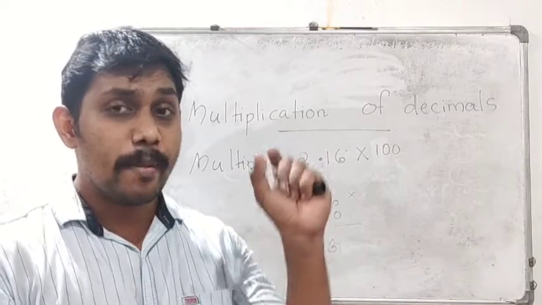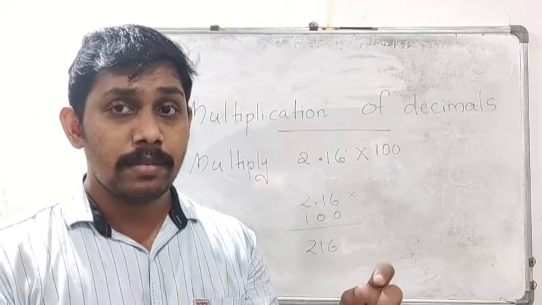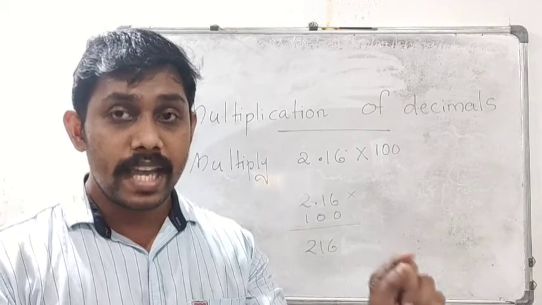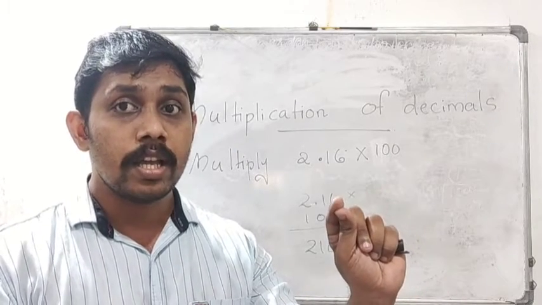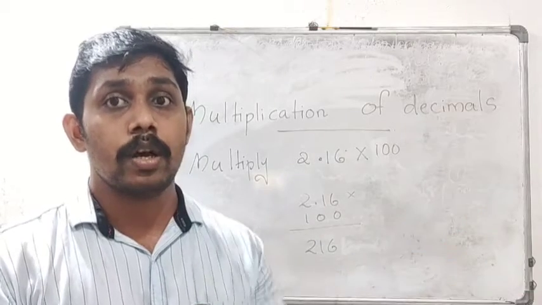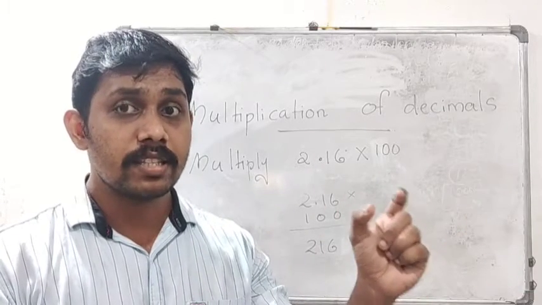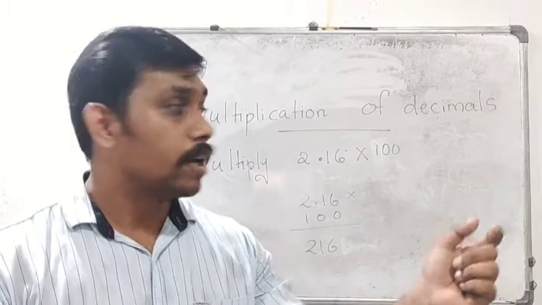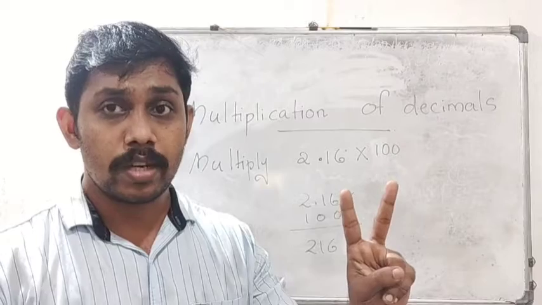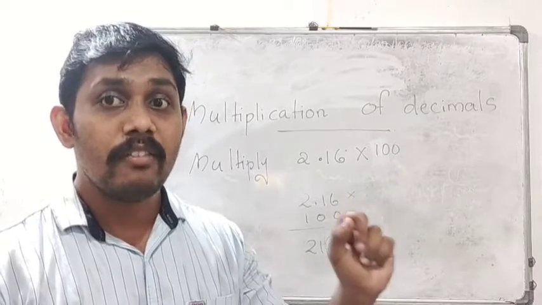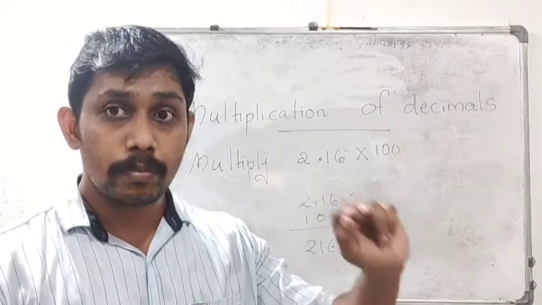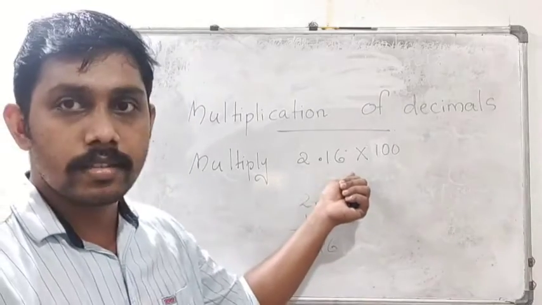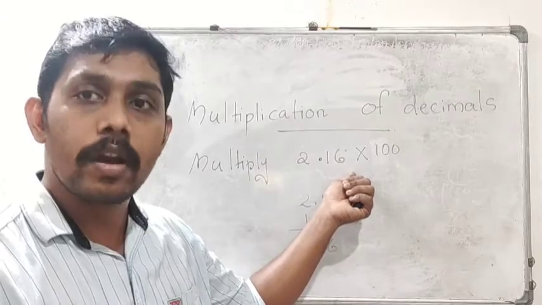That is, if we multiply a decimal with 10, 100 or 1000, shift the decimal point to the right by the number of zeros. How many zeros are there? There are 2 zeros. So we need to move the point 2 places. So 2.16 into 100, the answer is 216.